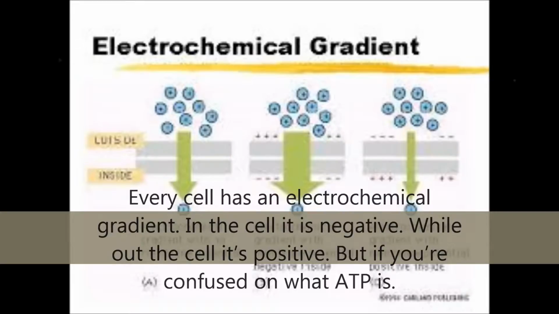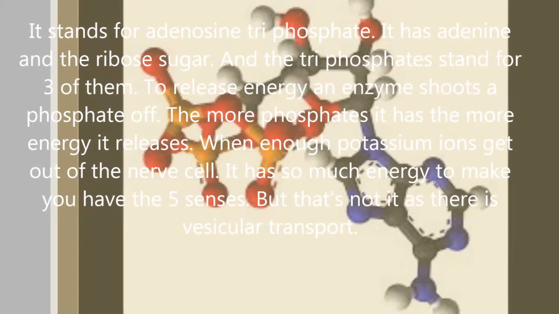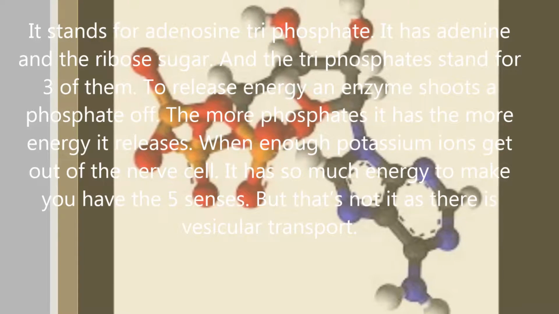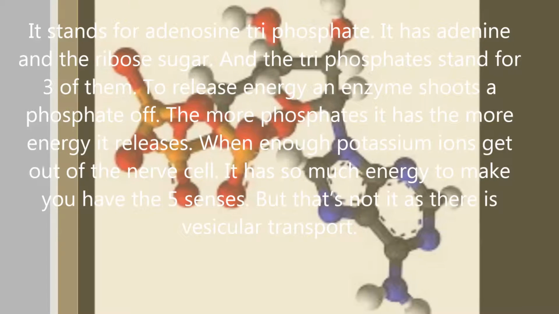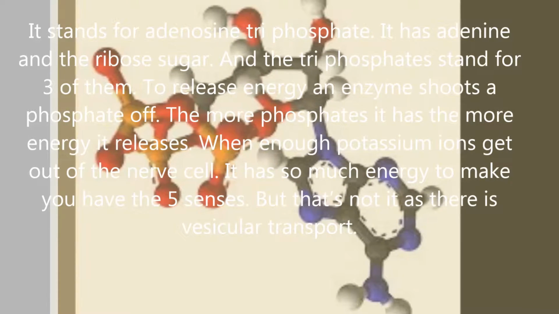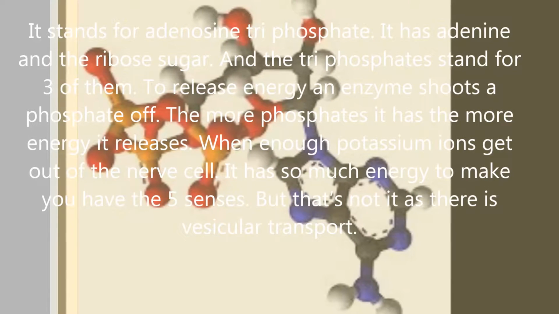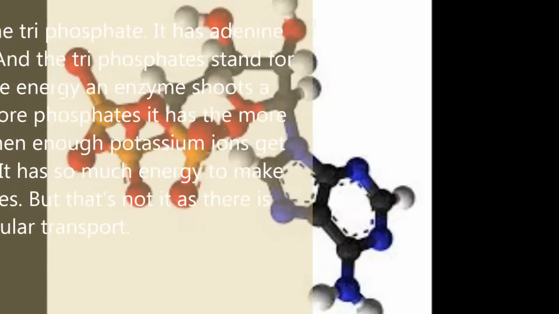But if you're confused on what ATP is, it stands for adenosine triphosphate. It has adenine and the ribose sugar, and the triphosphate stands for 3 phosphates. To release energy, an enzyme shoots a phosphate off. The more phosphates it has, the more energy it releases. When enough potassium ions get out of the nerve cell, it has so much energy to make you have the 5 senses. But that's not it, as there is vesicular transport.